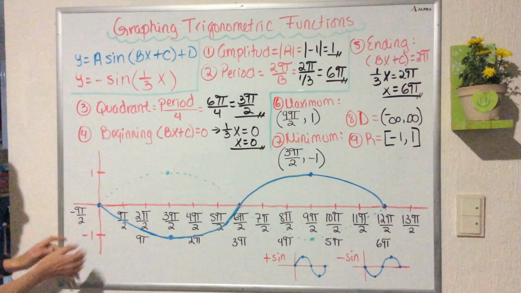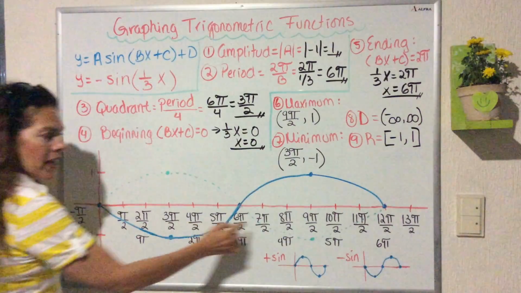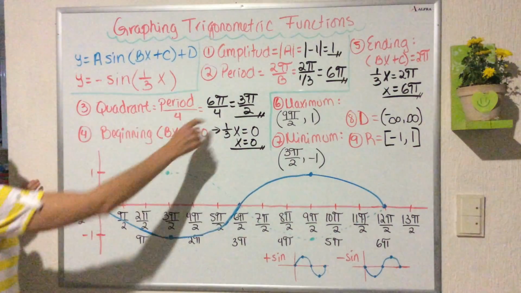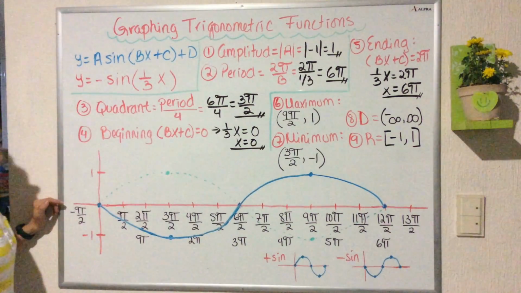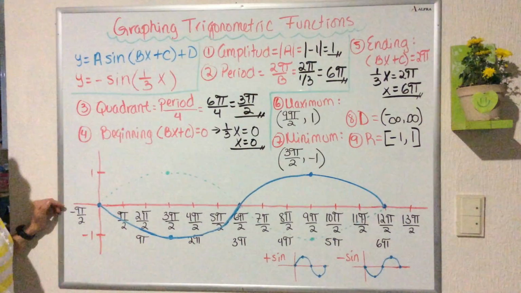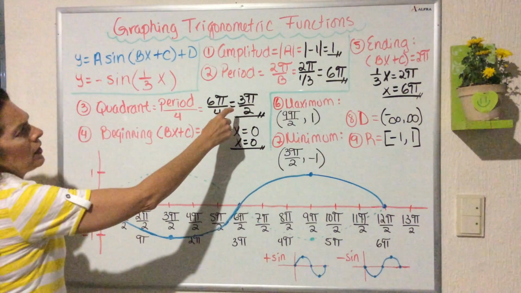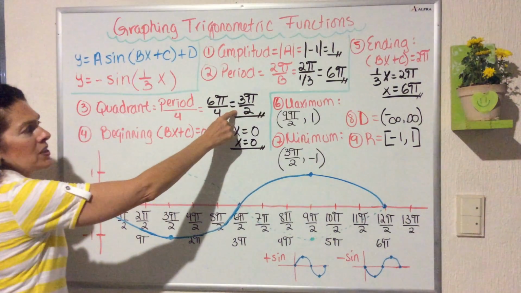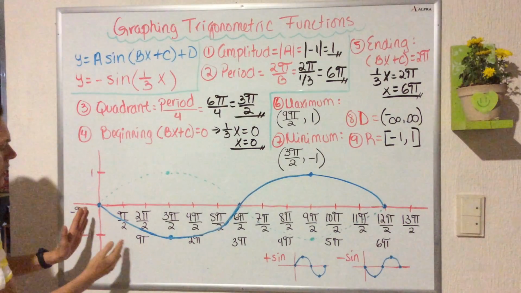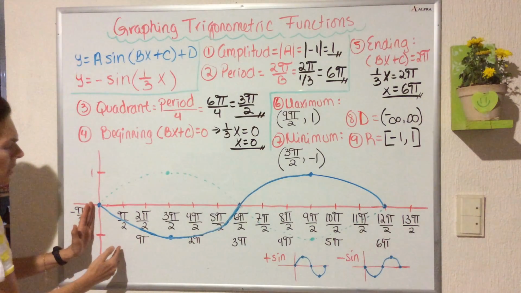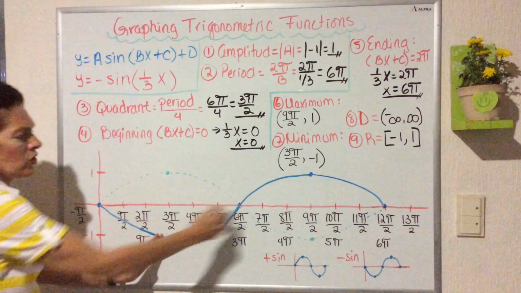How are we going to get the values for the x-axis? This one is going to help us: the size of the quadrant, dear students, because this is telling us the space that you're going to have between one point and the next one, and then you continue.